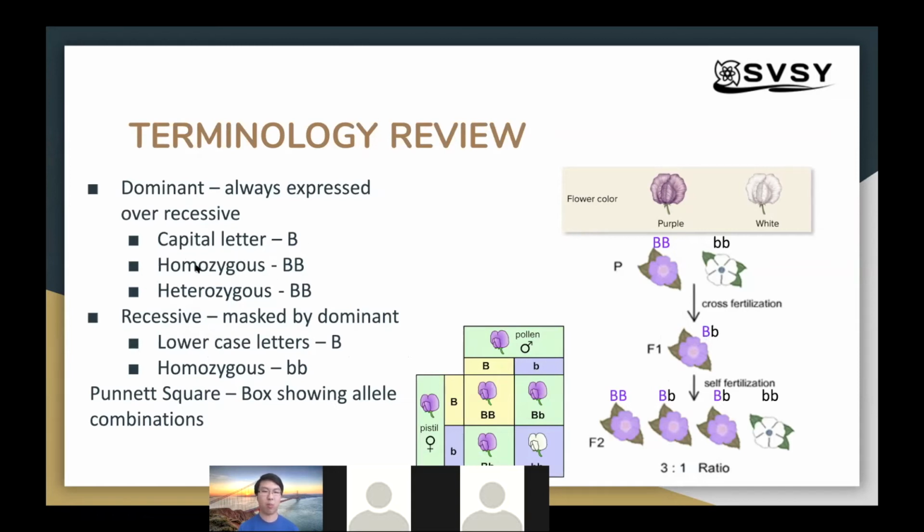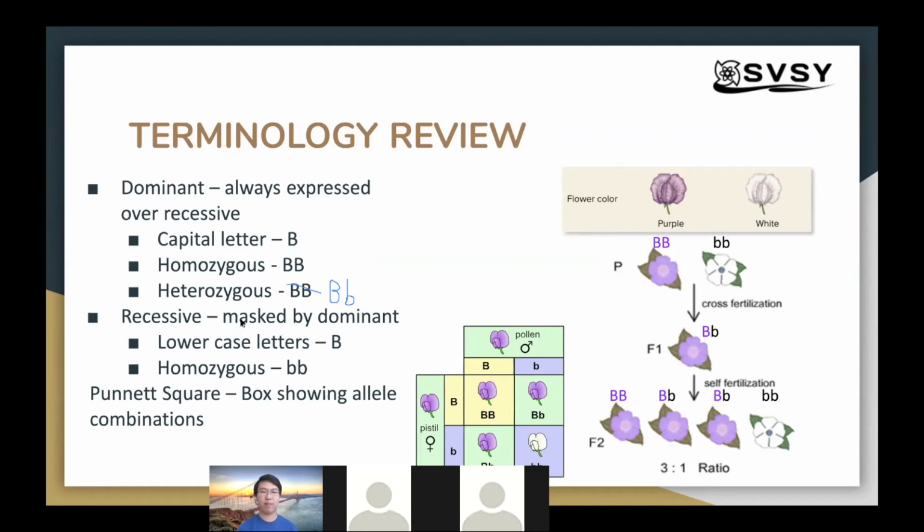It's called homozygous. Homo means the same. Homozygous if both alleles are like this, big B, and it's called heterozygous if it is big B and little b. Hetero means different, so it has two different alleles. But of course, as we talked about with the law of dominance, it expresses the dominant purple trait instead.